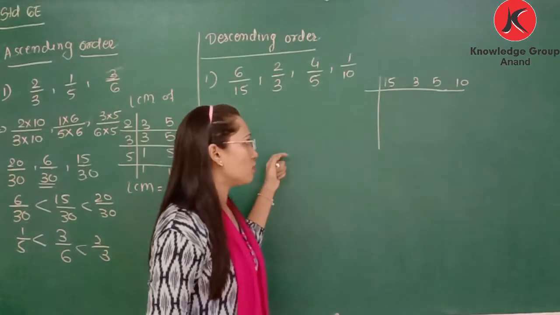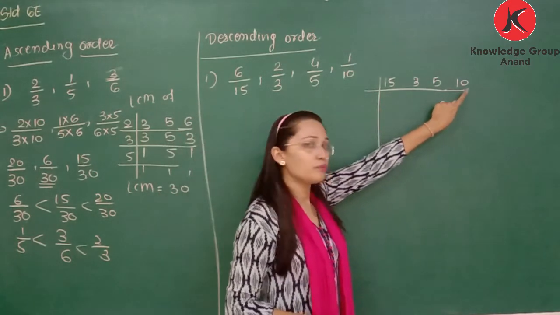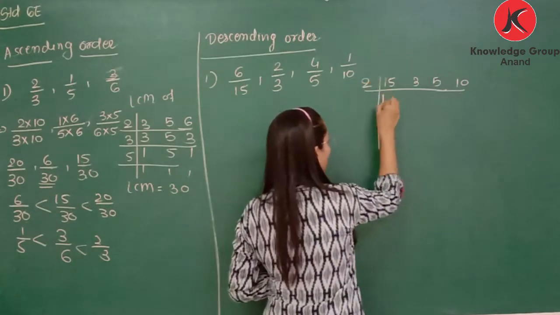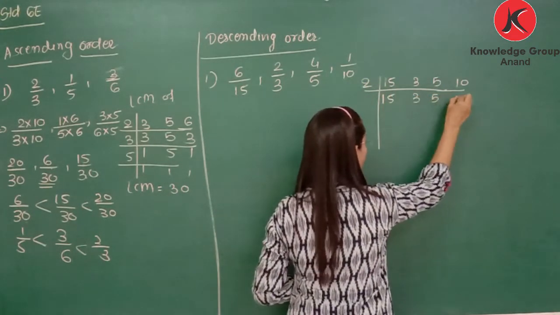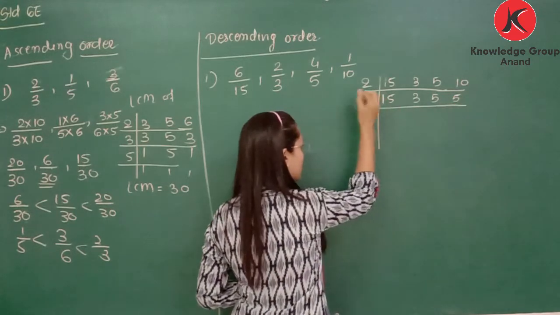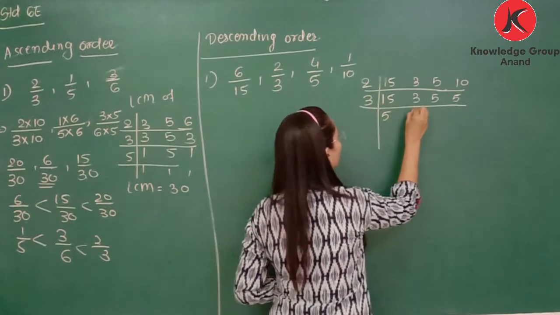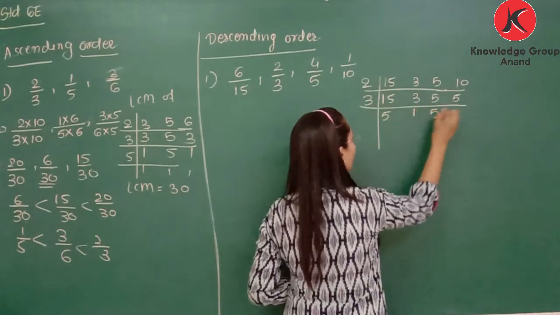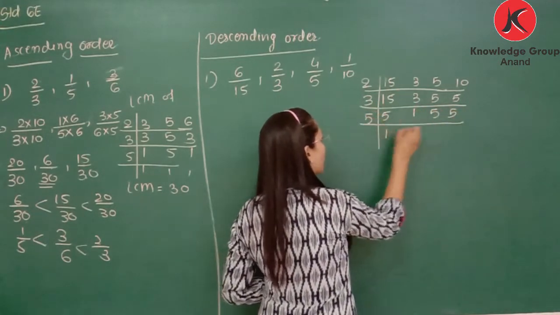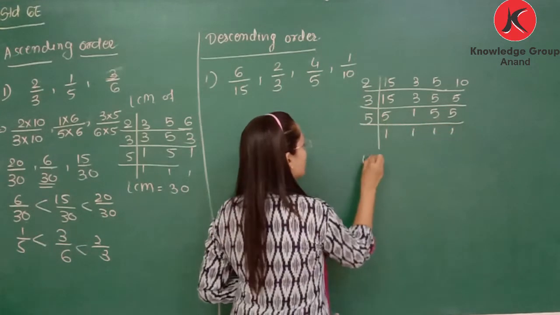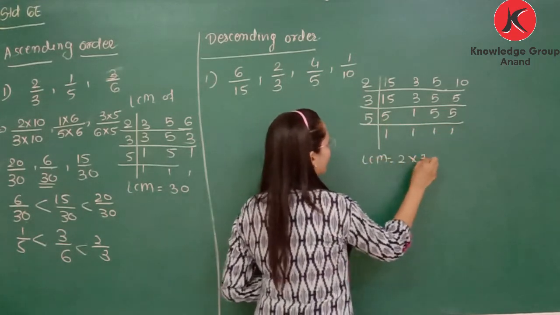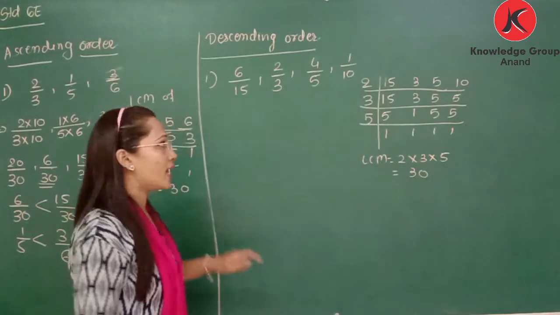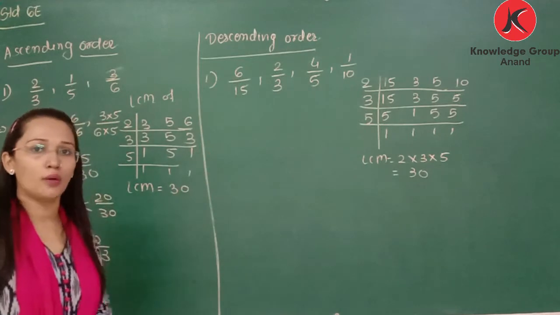So let's take the LCM of 15, 3, 5 and 10. First we will divide by 2 because 10 is divisible by 2. So 2. Remaining numbers are as they are. Now 3 fives are 15, 3 ones are 3, 5 and 5 as they are, 5, 1. So the LCM will be 2 multiplied by 3 multiplied by 5, that is again 30. So now we need to make each denominator 30.